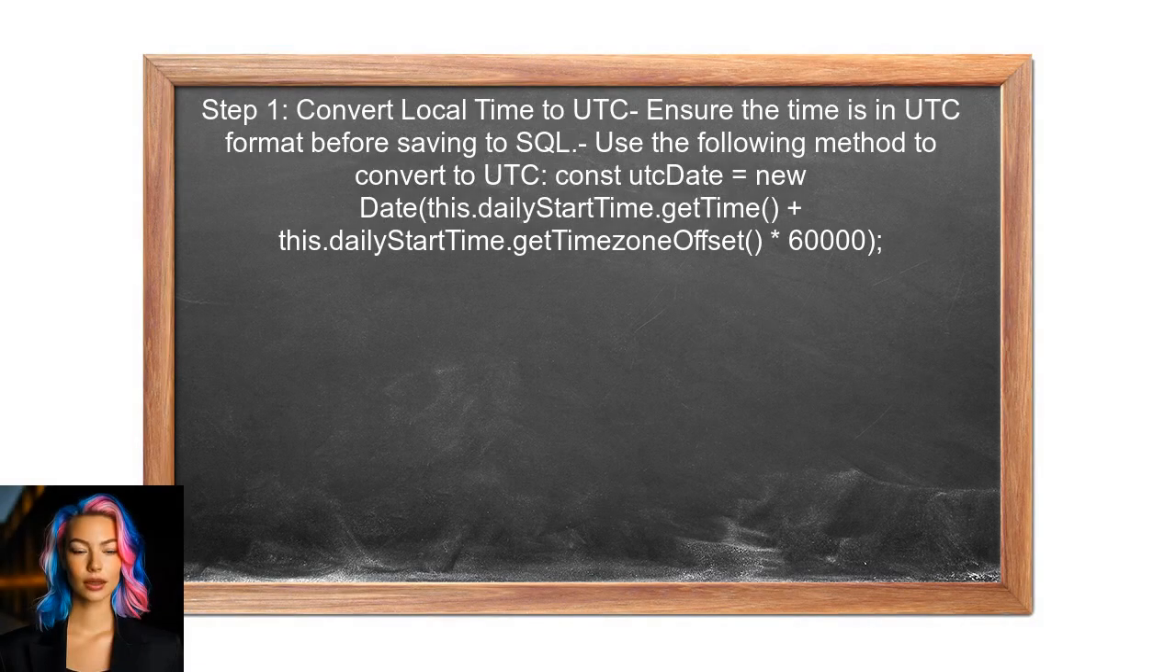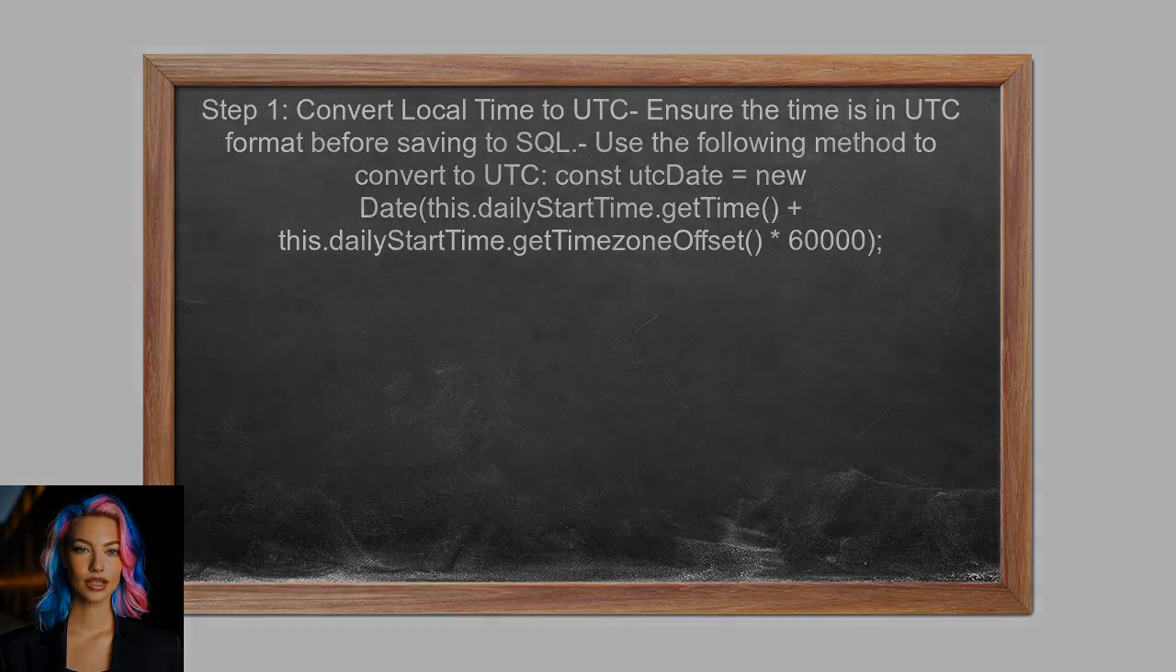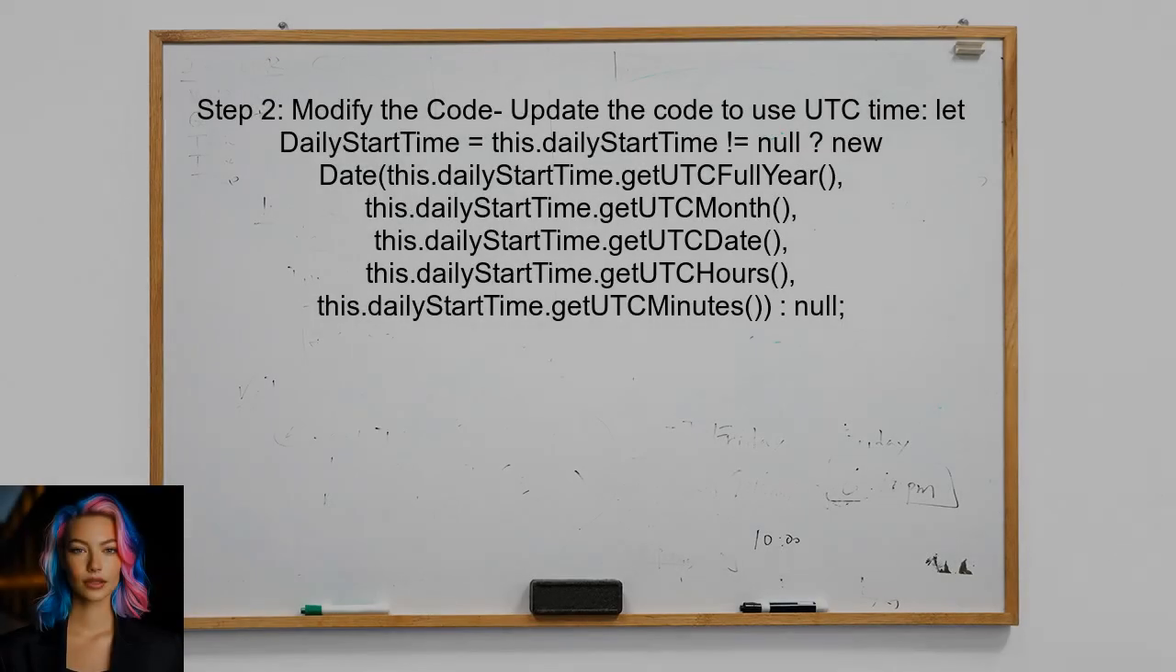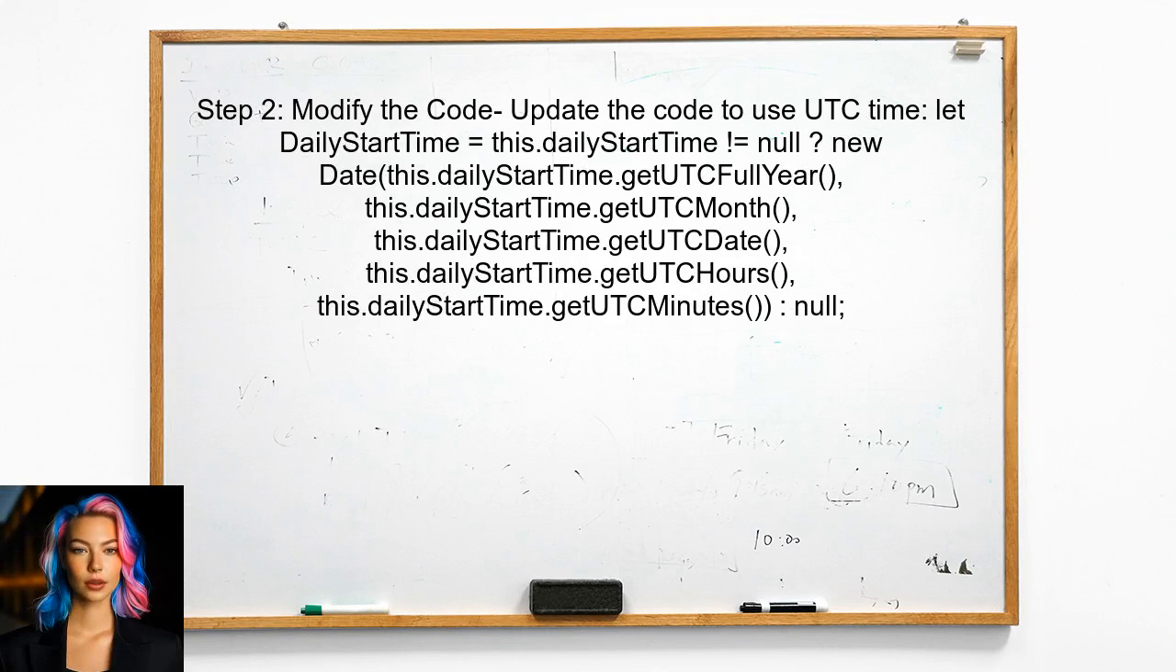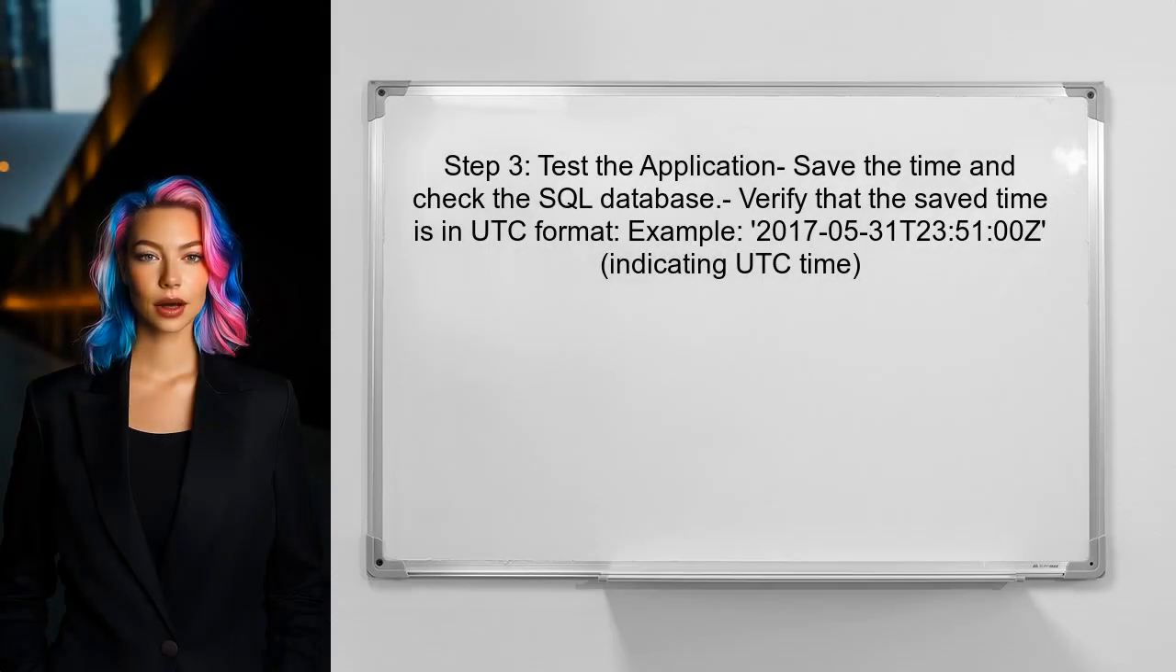To address the issue of the time zone offset affecting the saved time, the user should first ensure that the time being saved to SQL is in UTC format. This can be done by converting the local time to UTC before saving. Next, the user should modify the code where the time is being set. Instead of directly using the local time, they should apply the UTC conversion. After making these changes, the user should test the application to ensure that the time saved in SQL reflects the correct UTC time without any offsets.